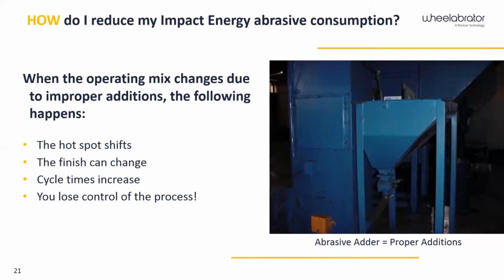Pictorially, one easy way to solve some of these problems with an operating mix is right there with an abrasive adder. The way an abrasive adder works is it slowly meters in abrasive as it's needed, through an abrasive valve and a level probe in your hopper. It will slowly meter in a certain amount of abrasive, so you're never slugging your system.